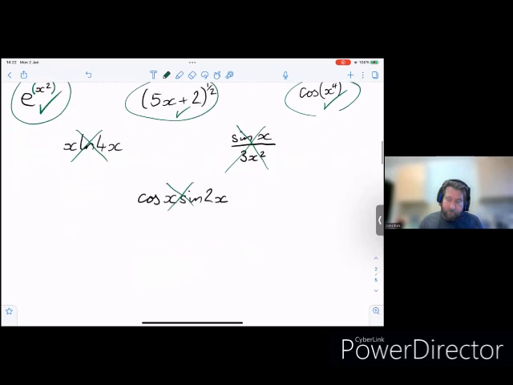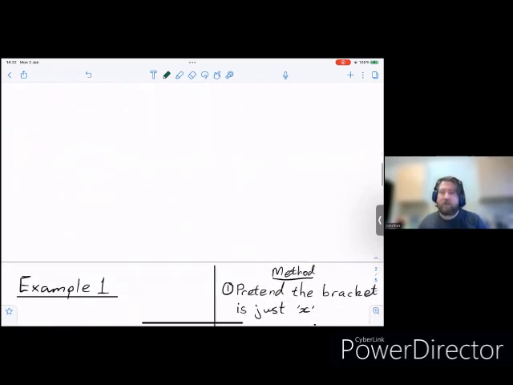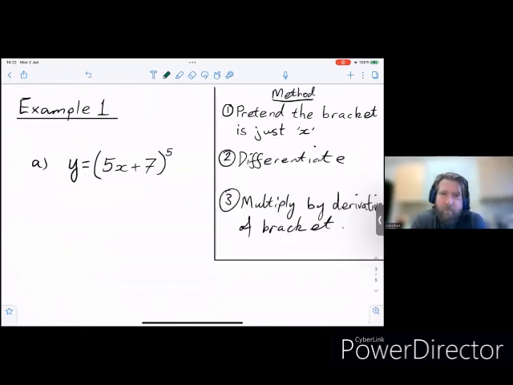We're going to look at an example, and I've written the method in a box there. Now, the chain rule technically can be expressed like this. We could say dy by dx equals dy by du times du by dx. Okay, so that is the chain rule.